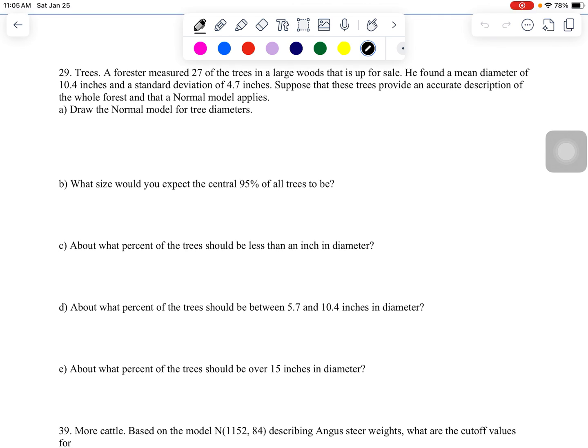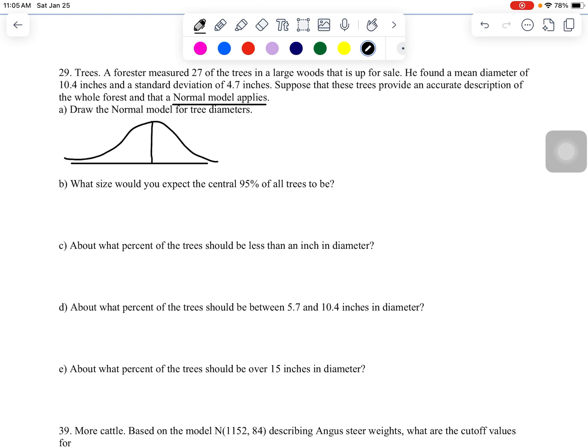A forester measured 27 trees in a large woods. It's up for sale. He found a mean diameter of 10.4 and a standard deviation of 4.7. They said the normal model applies. When we get really picky, that's an important sentence. But right now, everything applies. So here we go. Let's draw this normal model.